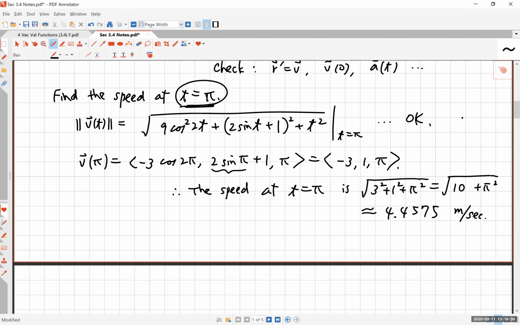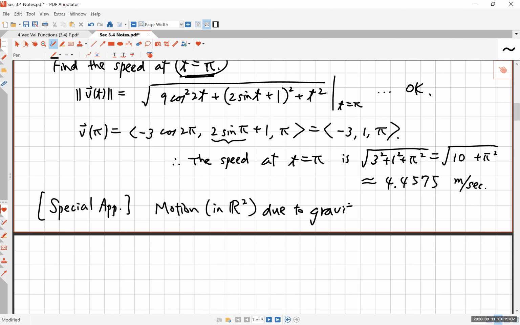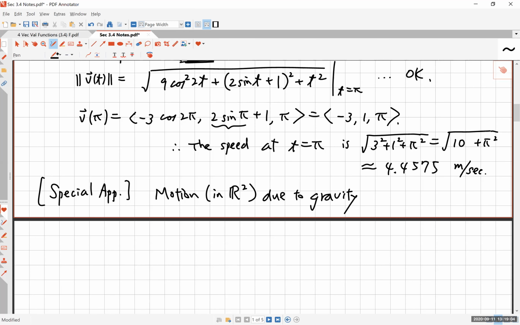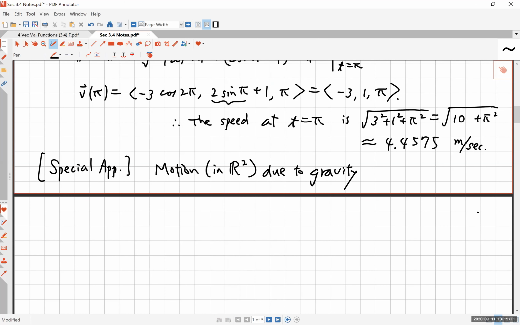But before we go to that, I want to give you an example of one specific type of motion, which is due to gravity. Right? So let me go to that special application. And so this is motion, and we'll just stick to R2, due to gravity. And I mean gravity on Earth, and more specifically, gravity on Earth at sea level. Okay, and that's because we know the constant. You probably know the constant too.